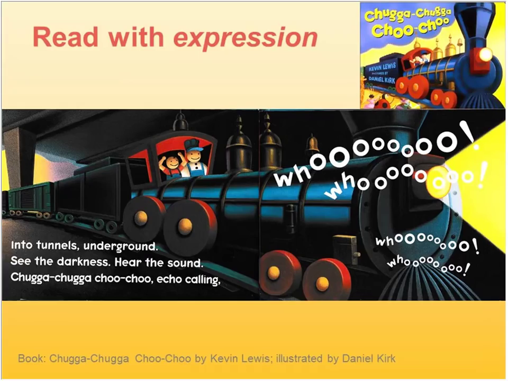So now let's look at Chugga Chugga Choo Choo by Kevin Lewis as an example of how we might change the pace and the pitch of our voice from one page to another. The beginning of this book starts in the morning, and the pages are bright and yellow. So at the beginning, I would read in a kind of sprightly way.